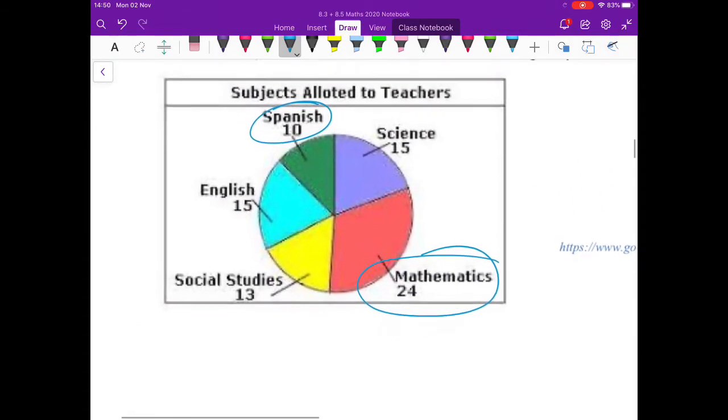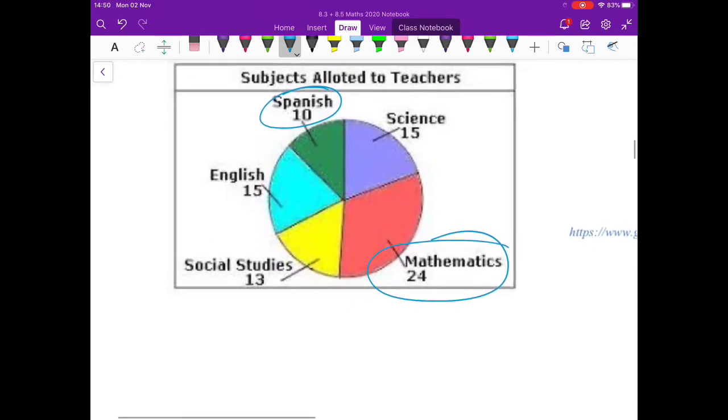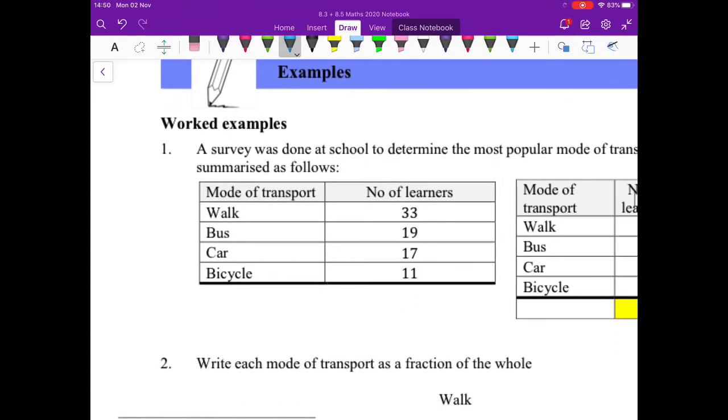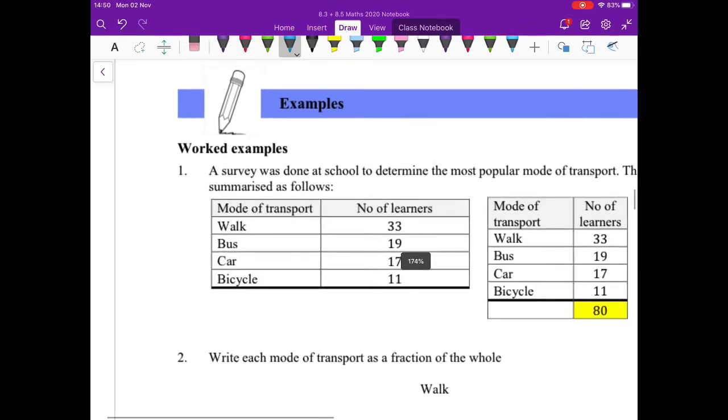The sectors are labeled. You can either use a leader line, so your leader line over here, showing you that this is the science sector, or you can label it on the sector or next to it. You need to be able to calculate the percentage and the size. So let's have a look at the worked example.